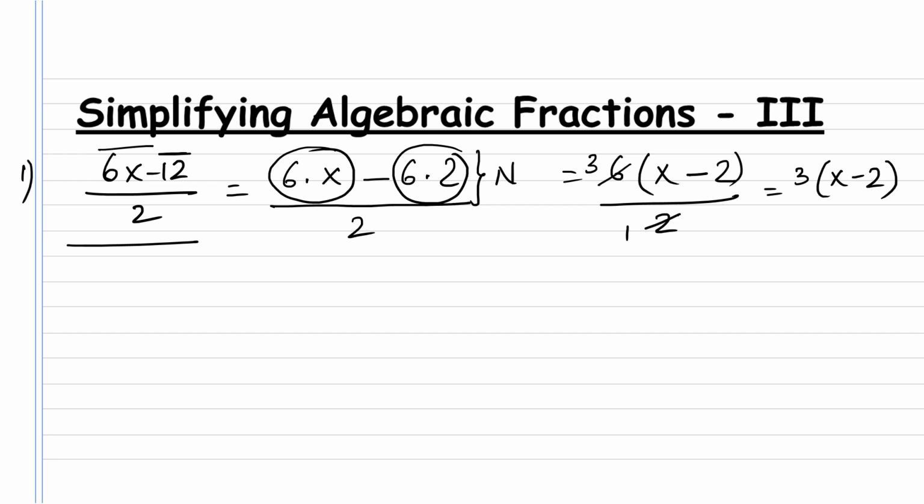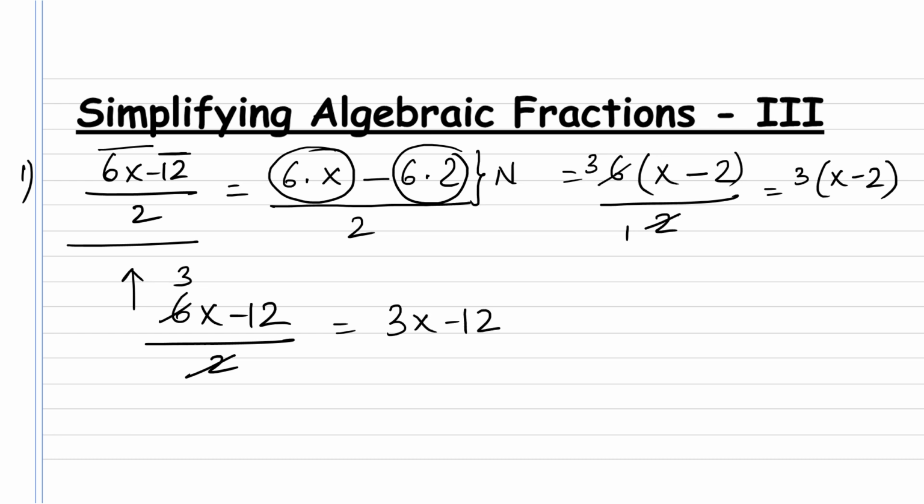The most common mistake which students make is with 6x minus 12 over 2. They just write 3x minus 12. What they are doing is dividing this 6 by 2, and 6 divided by 2 is 3, so 3x minus 12. No. When we have a binomial, meaning two terms in the numerator, you cannot divide either this term or this term separately by the denominator.